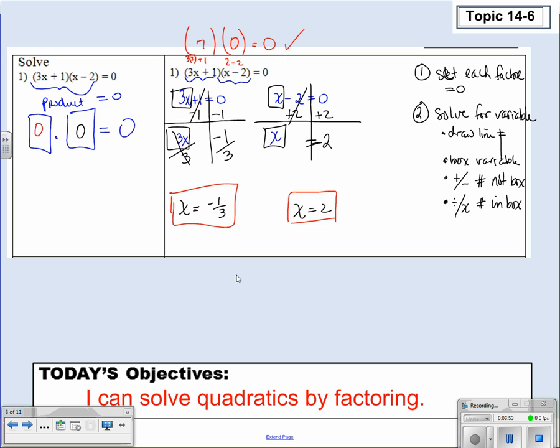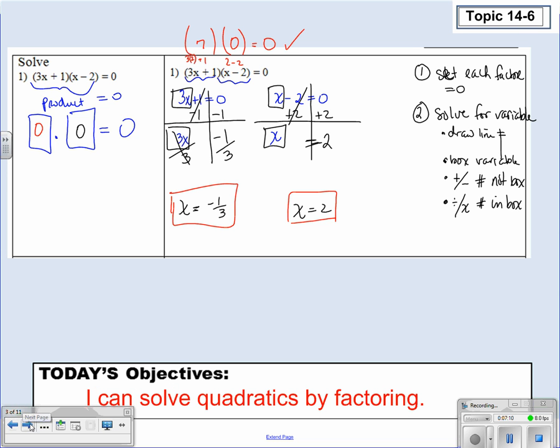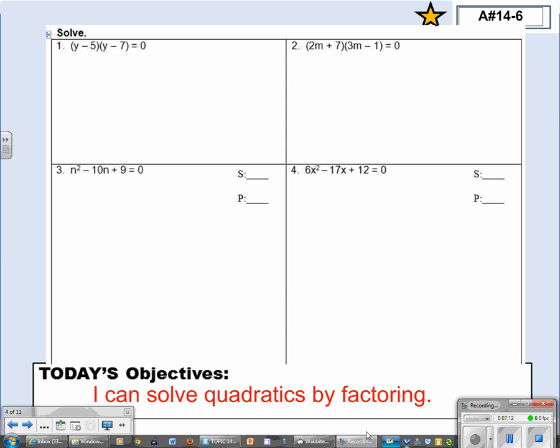If we plugged in the negative 1/3, when we plug it into our first factor, that would come out to be 0. Our second factor would come out to be some number. If you look at your homework assignment, the very first 2 problems that you have are identical to the problem on the notes we just completed.